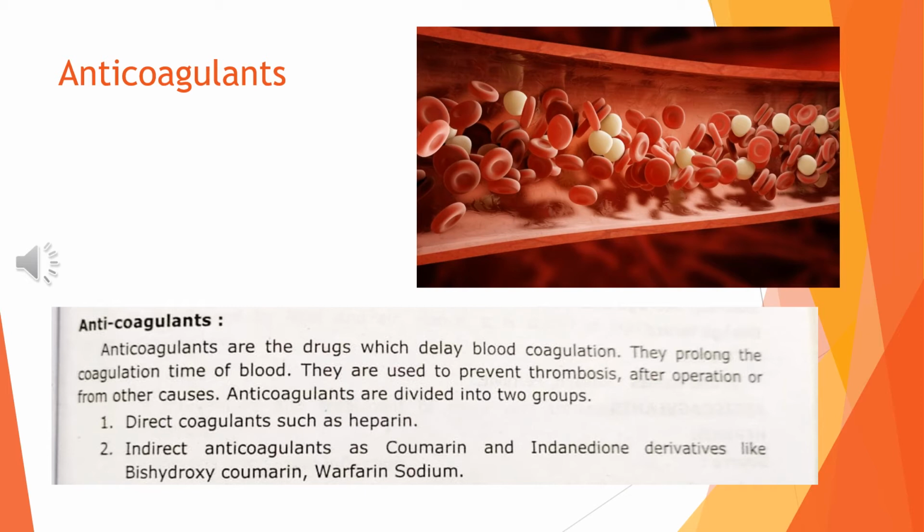Anticoagulants. Anticoagulants are the drugs which delay blood coagulation. That means they delay the coagulation time. As you know, coagulation time is about 70 to 180 seconds. So this will delay the time of coagulation. Next, they prolong the coagulation time of the blood. They are used to prevent thrombosis, that is coagulation, blood clot after operation or from other causes.